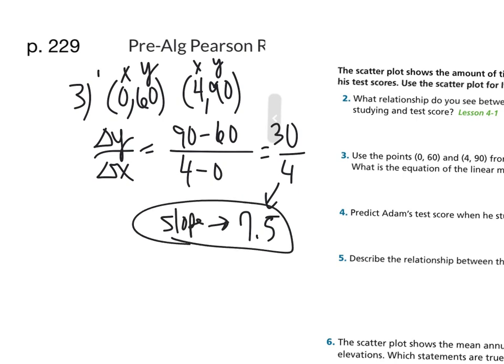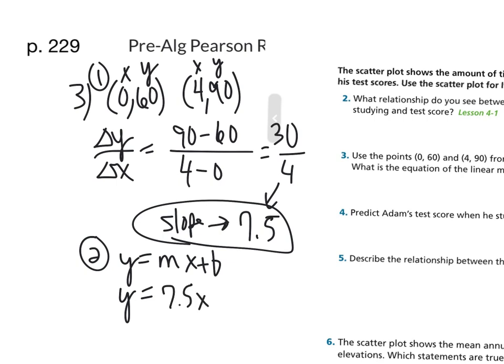And then remember our equation, y equals mx plus b. We need the slope and we need the y-intercept. We already know the y-intercept was 60 though, so slope is 7.5, y-intercept is 60. That means our equation would be y equals 7.5x plus 60.